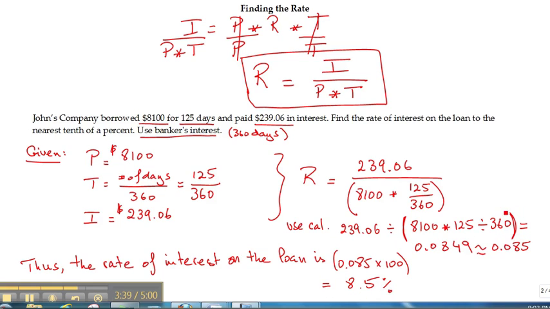Remember how I enter all the numbers on the calculator. Make sure you have parentheses for the denominator here, and I round it until the last step and multiply it by 100 to get the rate.